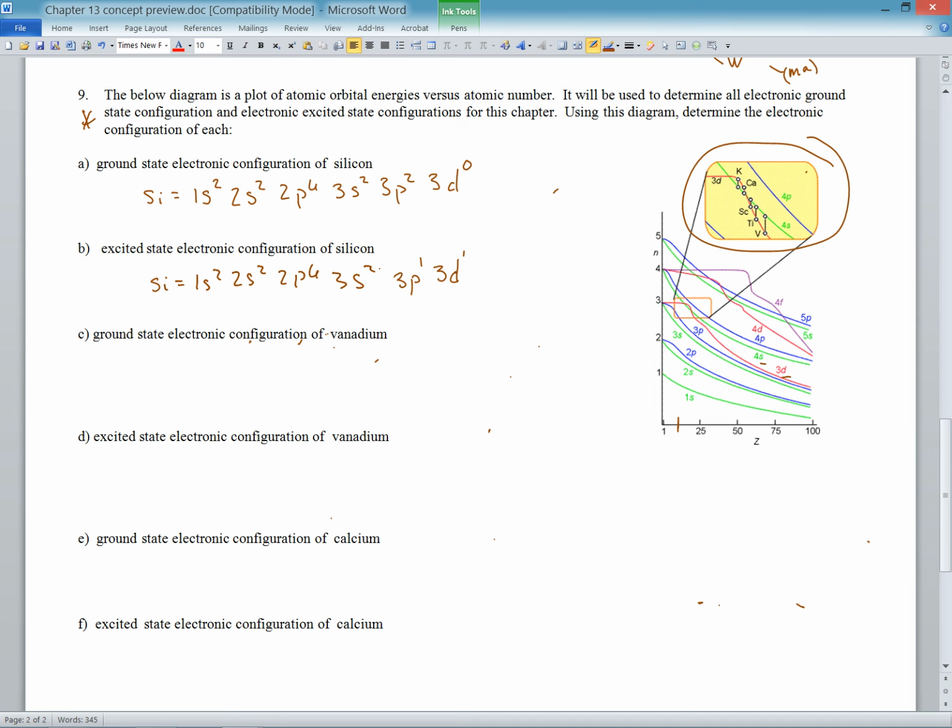Okay. You can go ahead and do the same thing for all these. See if you can wrap this up, then you won't have a whole lot for homework. Cool. Everything's based off of this chart. Vanadium is... no, I'm just kidding. It's V, right? 23.